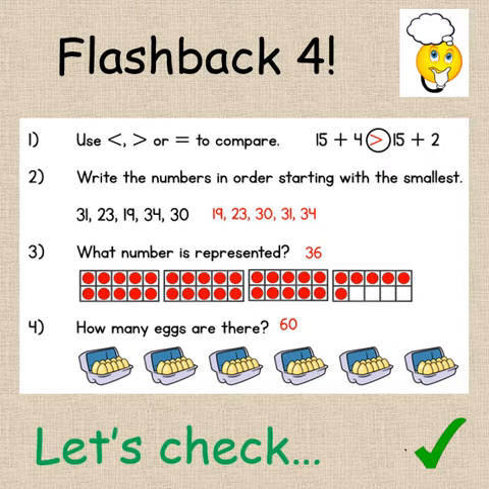Okay, number 3. It was asking you what number is represented in the tens frame, and you should have put 36 because I can see 3 tens frames that are full, and then the last 10 frame has got 6 counters in, so it's 36. And number 4, how many eggs are there? Well, I can see there's 10 eggs in each egg carton, and there are 6 cartons, so 6 multiplied by 10 is 60. If you've got 60, give yourself a tick. Well done, everyone.